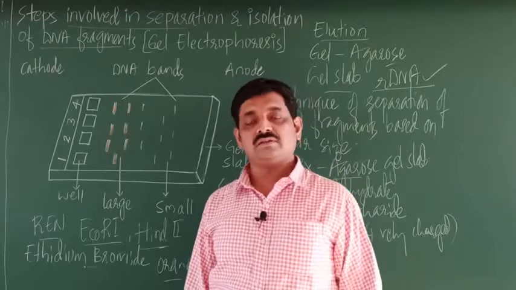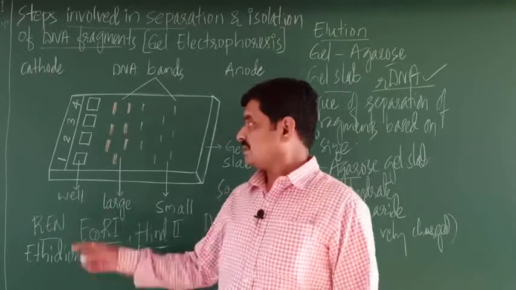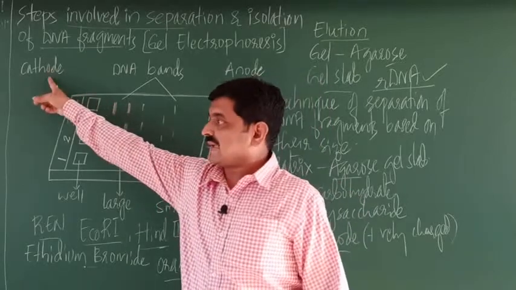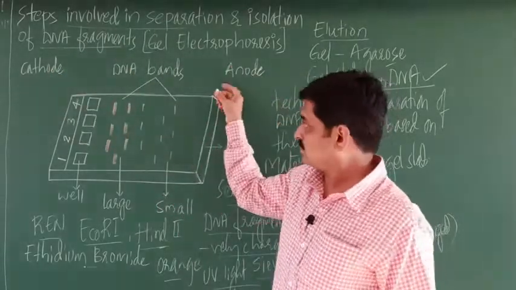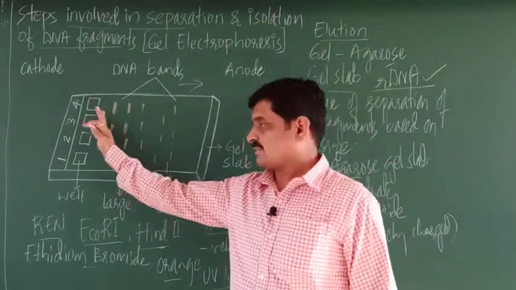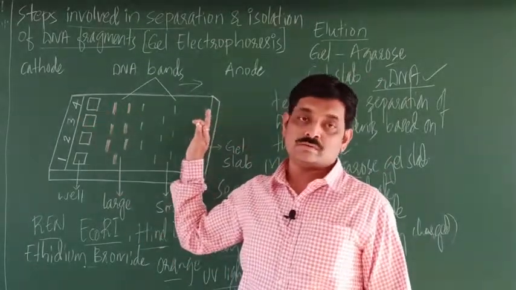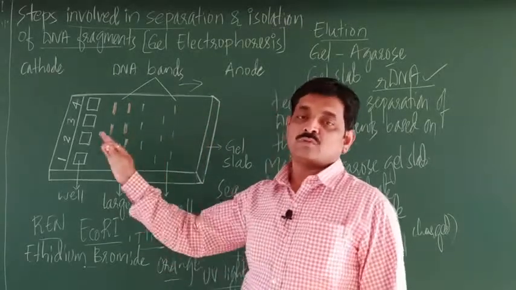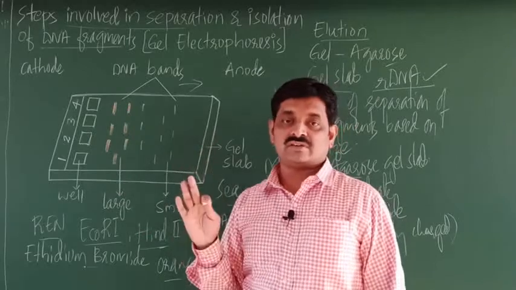Under the electric field, these DNA fragments now start moving from cathode to anode, in this direction. So these DNA fragments start moving towards the anode. The negatively charged DNA fragments move towards the anode under the electric field.